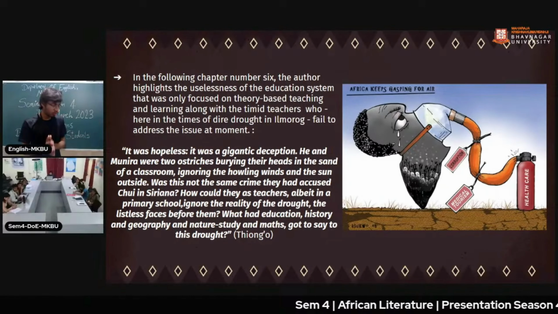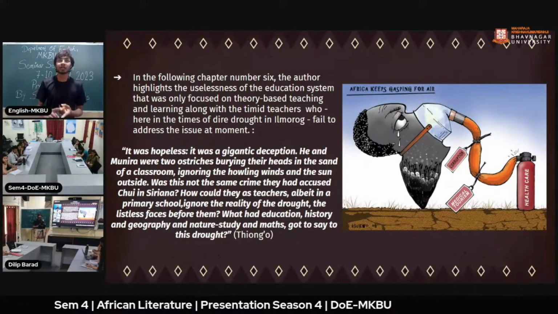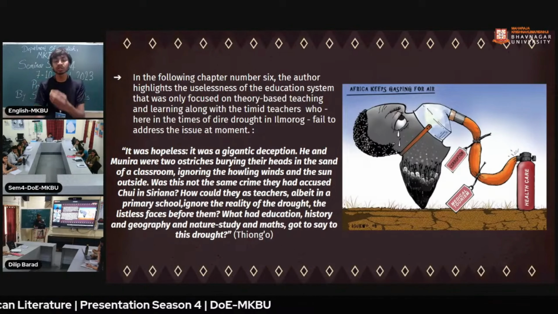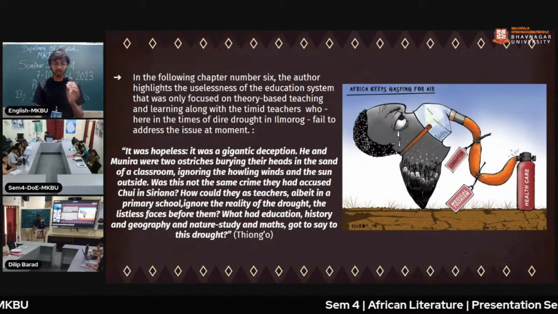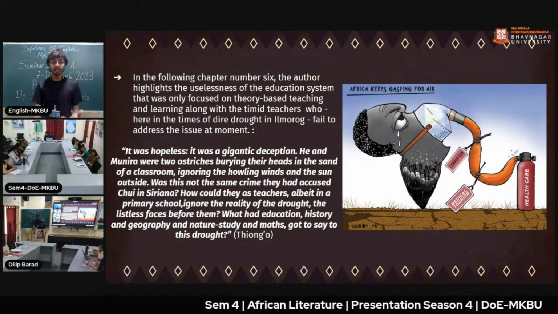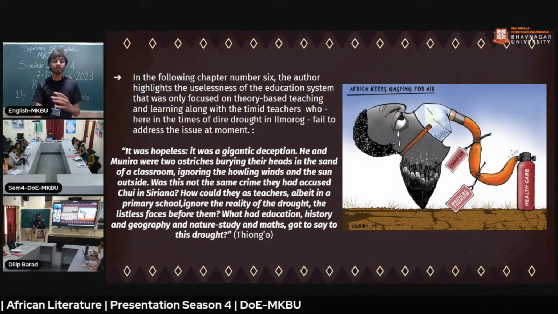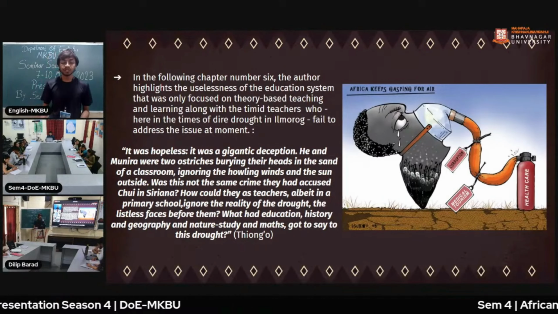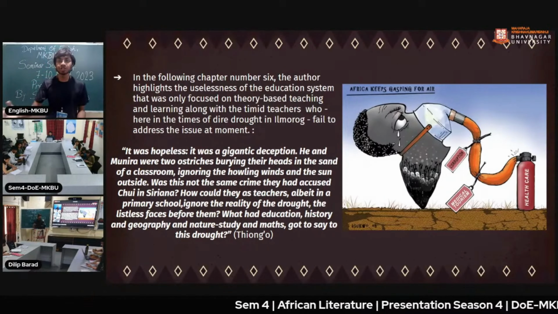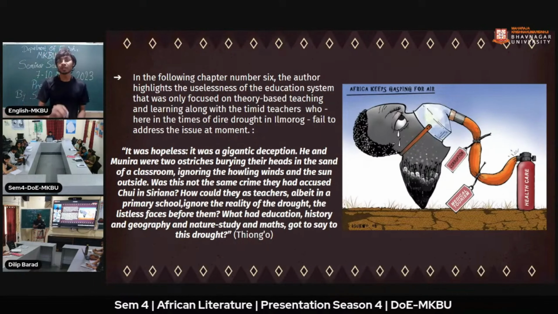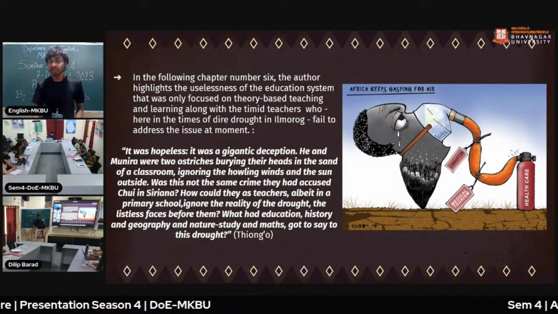Now again, see in the novel what happens, like he hits upon this education system, how neocolonialism and many other things, how the education system was hinted at by him: an education system that was only focused on theory-based teaching and learning, along with timid teachers who, in the times of dire drought in Ilmorog, failed to address the issue at the moment. So our teachers are Munira, the main teacher, and Wanja and Karega, who are also teaching the children in the Ilmorog village. So basically there is a drought or famine, we can say. So there, these teachers are like this.